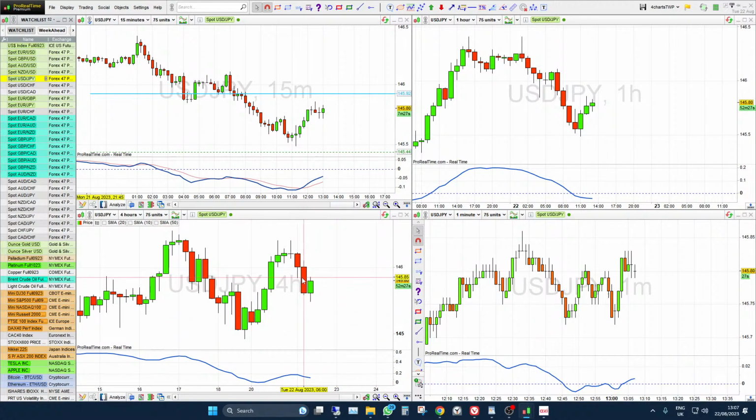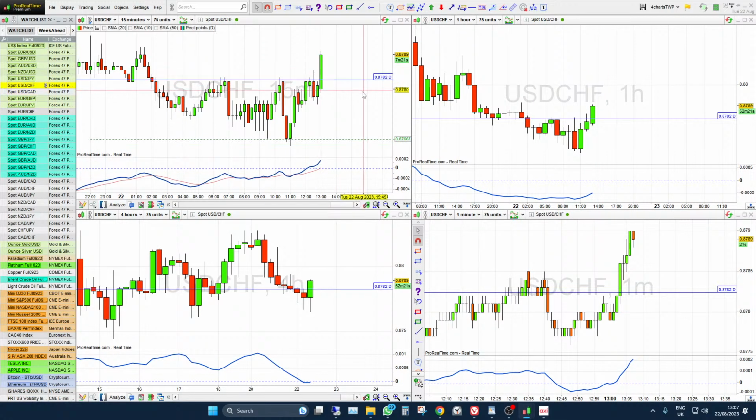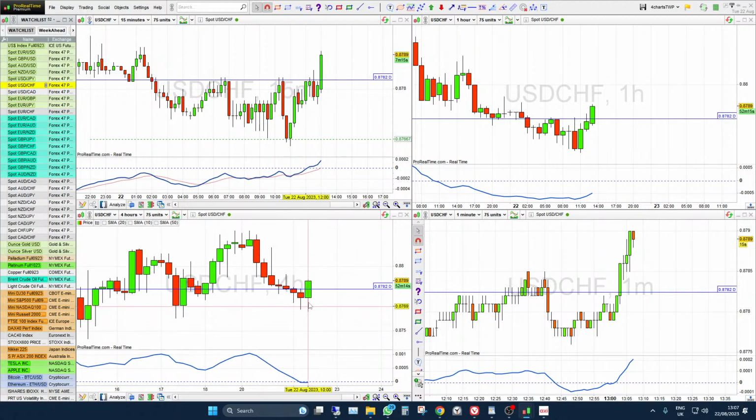I mean, this is not a terrible place for it to turn around, but I really would like to see some failure here. Dollar Swissy, just boom. Okay, gone through. Dollar Swissy now, when you look at it, looks very bullish. You've got a bullish engulfing candle. It's going to close in about an hour. This now looks to me more bullish than bearish.